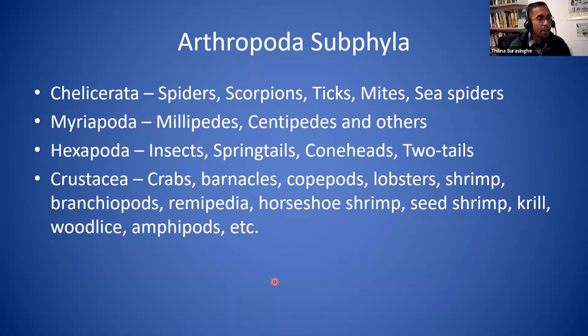And they are largely aquatic, right? Chelicerates are largely terrestrial, overwhelmingly terrestrial. Myriapods, overwhelmingly terrestrial. Hexapods, some of them are aquatic, some of them are terrestrial. Crustaceans, overwhelmingly marine, and some of them are freshwater.